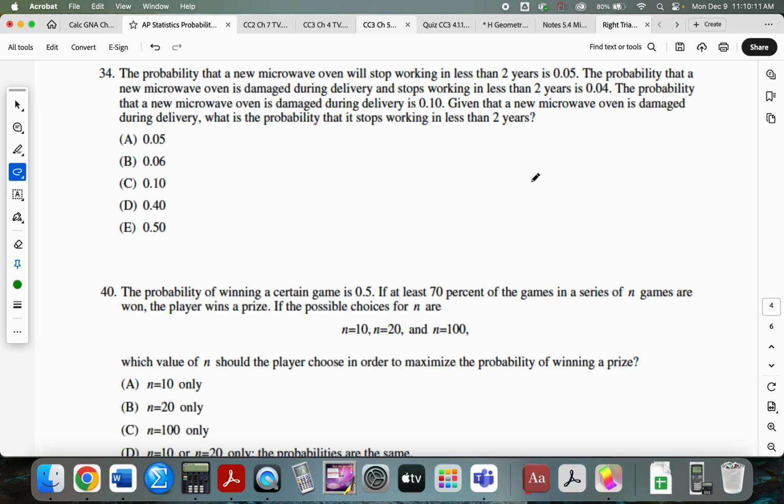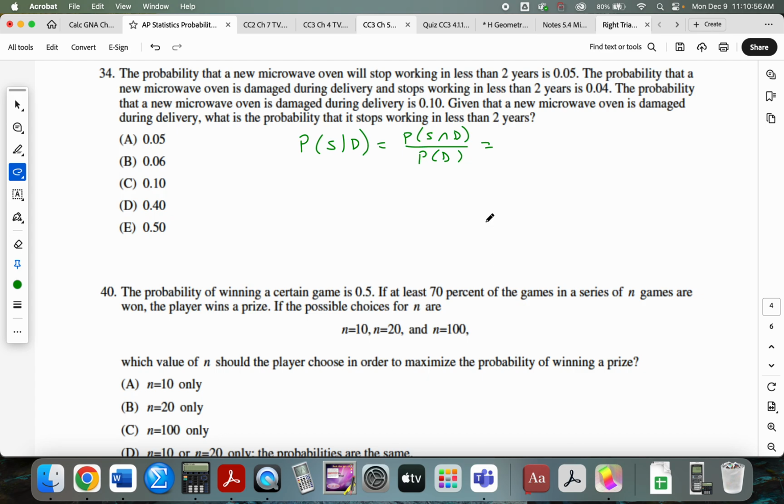All right. So we want the probability that it stops given that it's damaged. You could make a table for this, but you're supposed to know the formula for this. So it's both of them together over the probability that it's damaged. Right. So this is going to be the probability that it stops working and it's damaged divided by the probability that it's damaged.